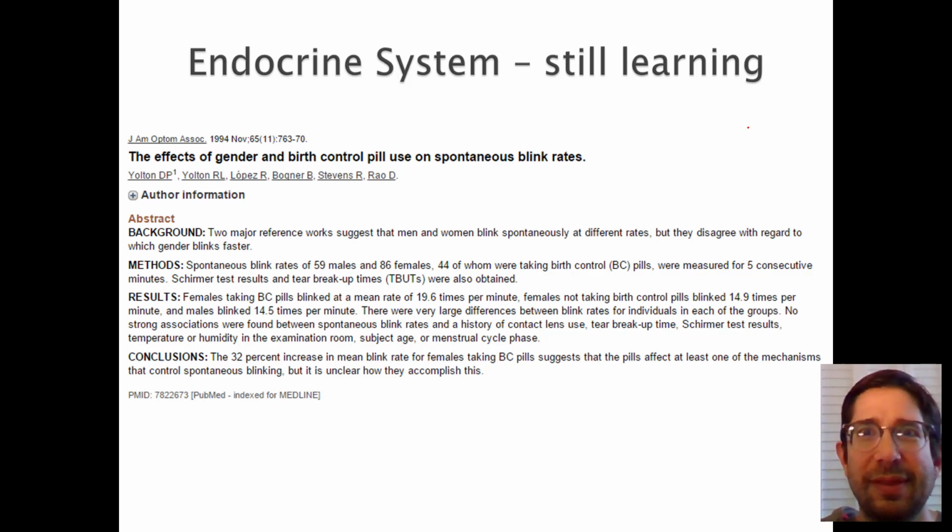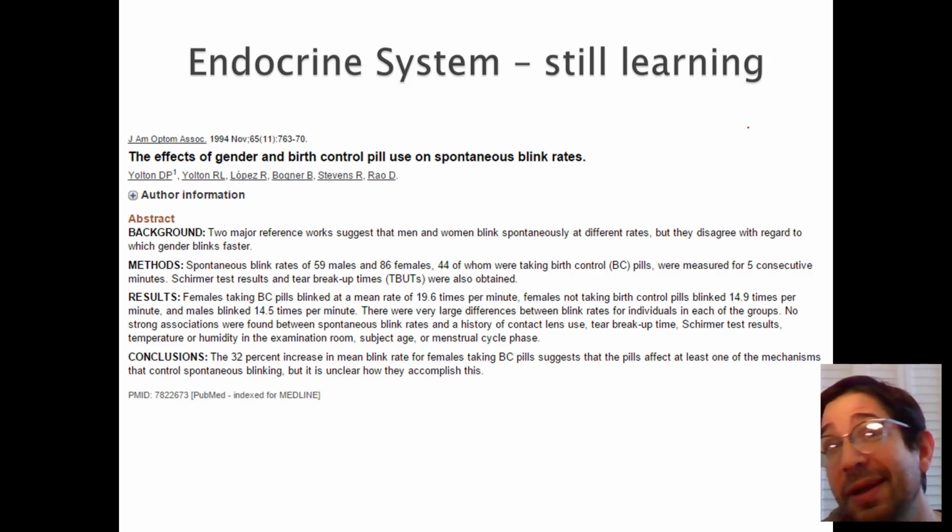And so the researchers, as you can read, monitored for differences in, like, did the women wear contact lenses, or how fast did their tears break up? These Schirmer tests, these are like dry eye tests. They looked at temperature and humidity in their research room, their age, menstrual cycle phase, all of that stuff. And nothing explained this difference except the birth control pills. So the reason that birth control pills and their hormones affect blink rate is totally unknown, because no one can figure it out.